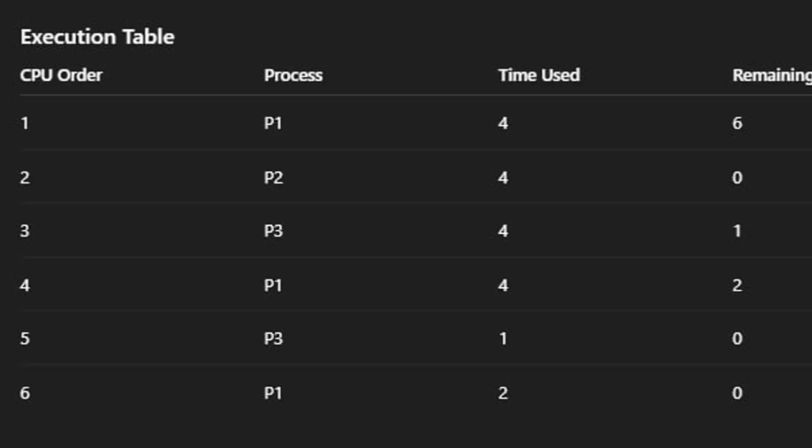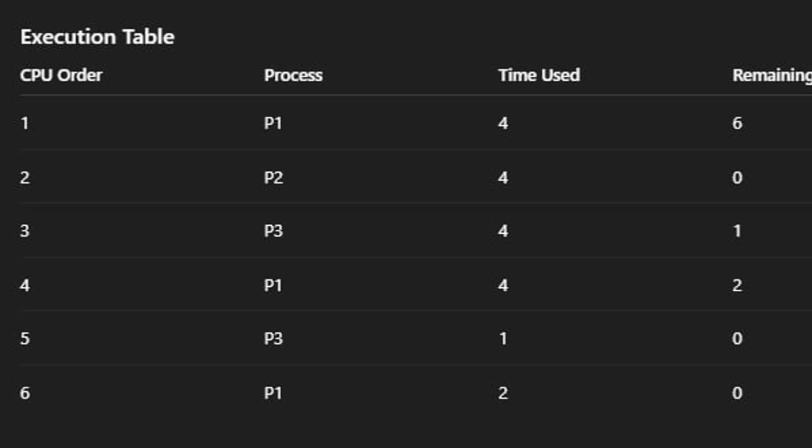So round robin has an execution table. It's P1's turn. The time is, let's assume, all 0. So the time is 0, minus 4, the remaining is 6 because the burst time is 10. So the queue now is P2, P3, and P1. P2 is the next turn.